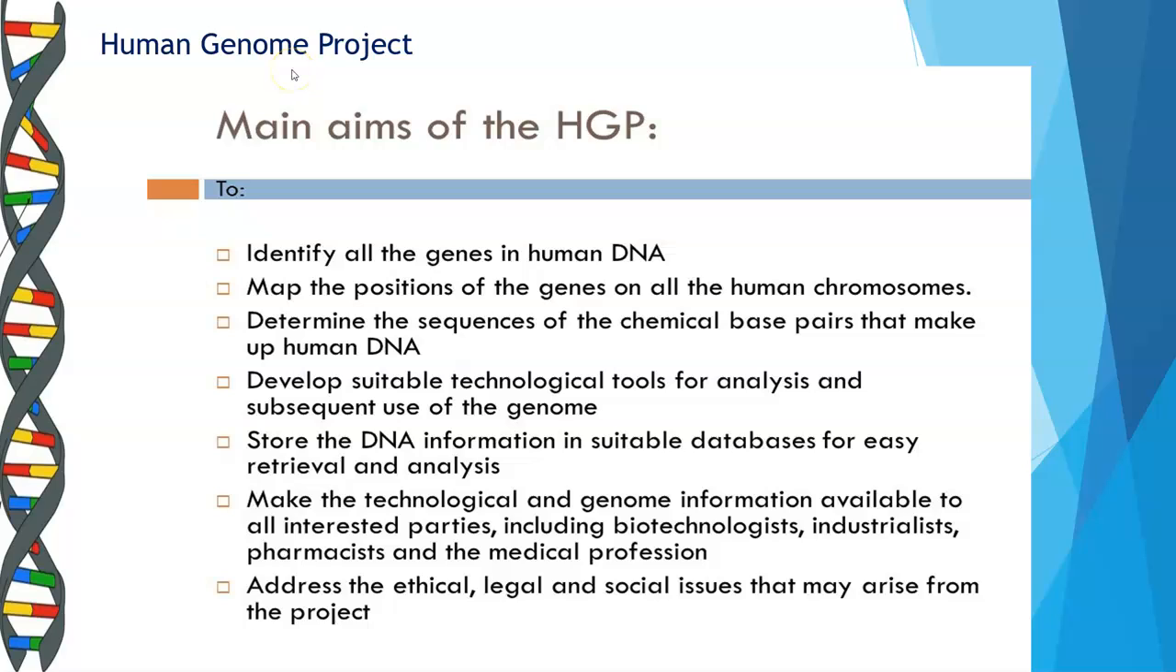Now students, let us have a look at the main aim of the Human Genome Project, the reason why multinational research project was carried on. Now among the main aims we have identify all the genes in human DNA. So this was one important aim, to identify the genes in the human DNA, map the positions of the gene on all the human chromosomes. So mapping is finding the exact location of the gene on the chromosome.